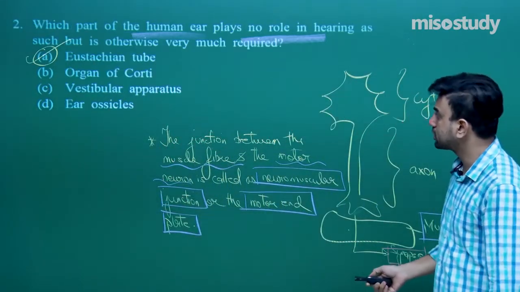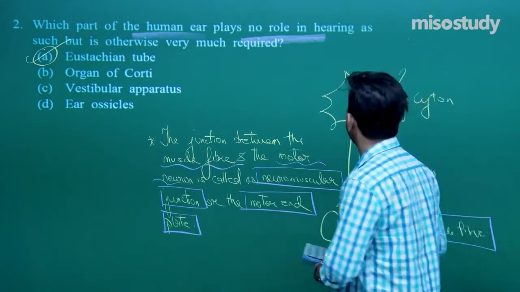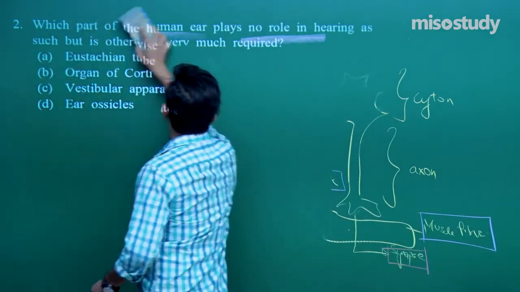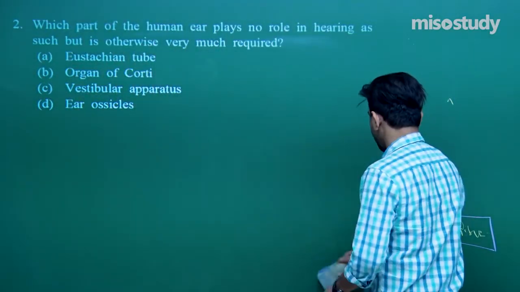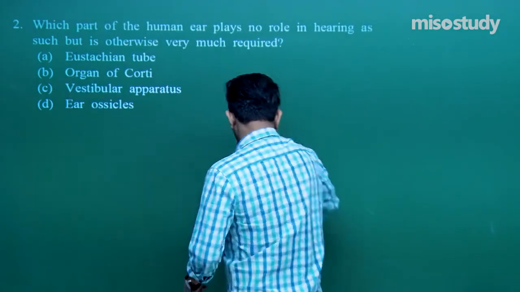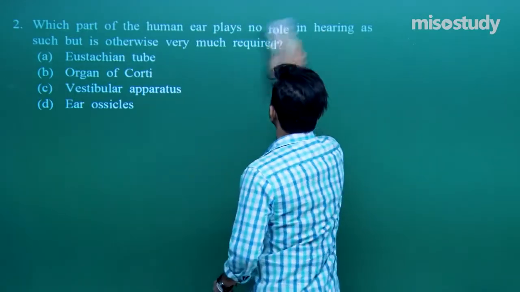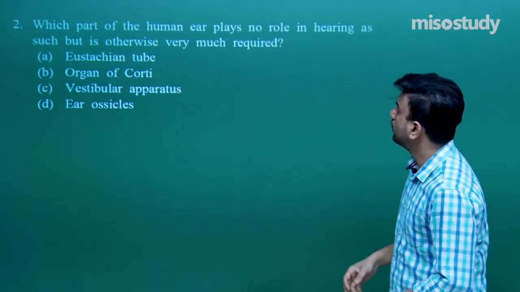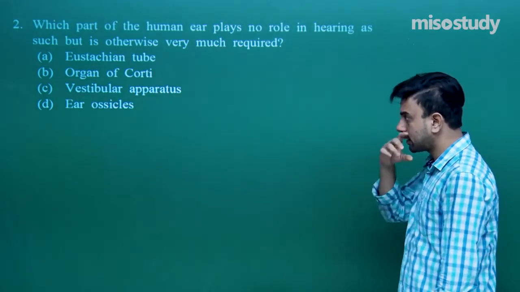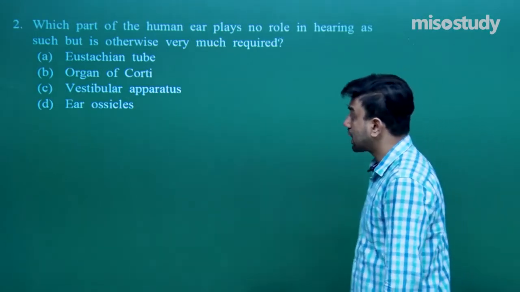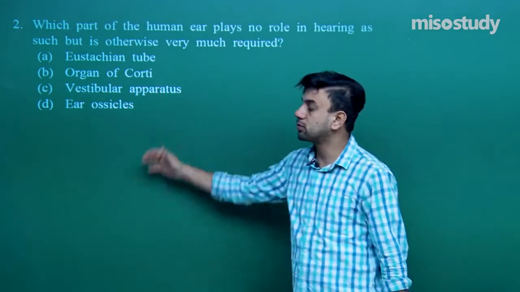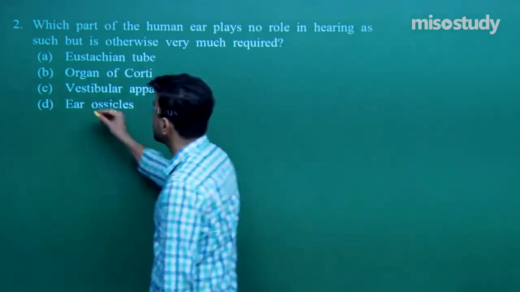Let us move on to the next question. Which part of the human ear plays no role in hearing as such, but is otherwise very much required? The options are Eustachian tube, organ of Corti, vestibular apparatus, and ear ossicles. The correct option for this would be the vestibular apparatus.